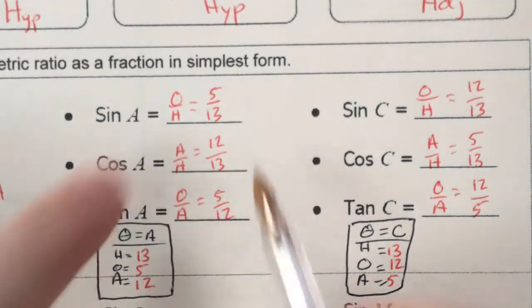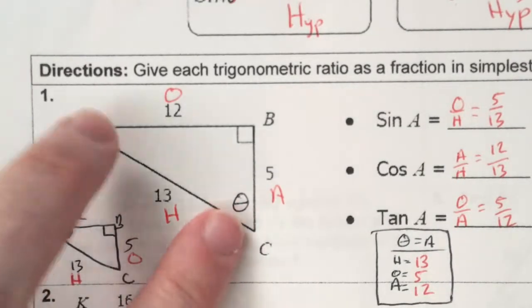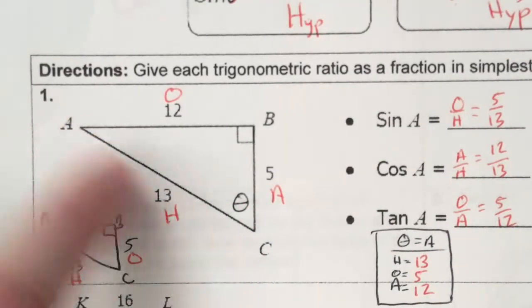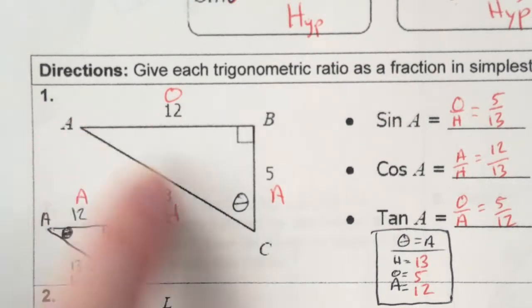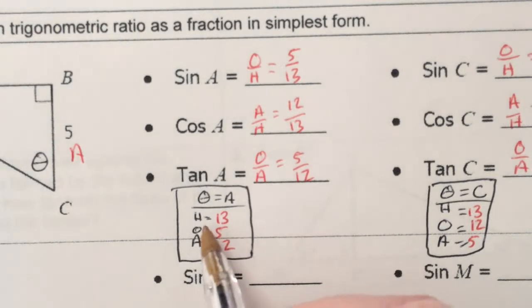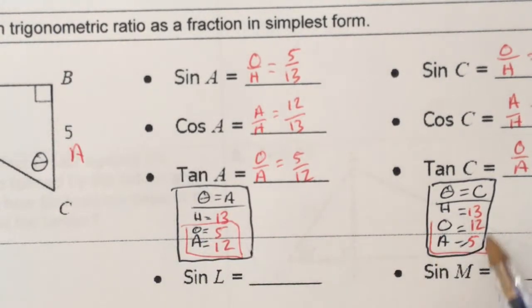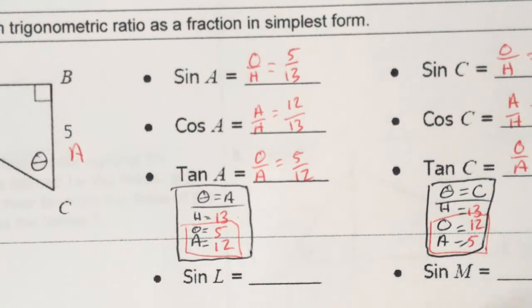Now that we have that, let's see if we can see any patterns here. At the beginning, did you notice that when you switched your thetas, one at A and the other at C, your O and A switched? Notice that your O and your A switched, but your hypotenuse stayed the same. That's good to know.